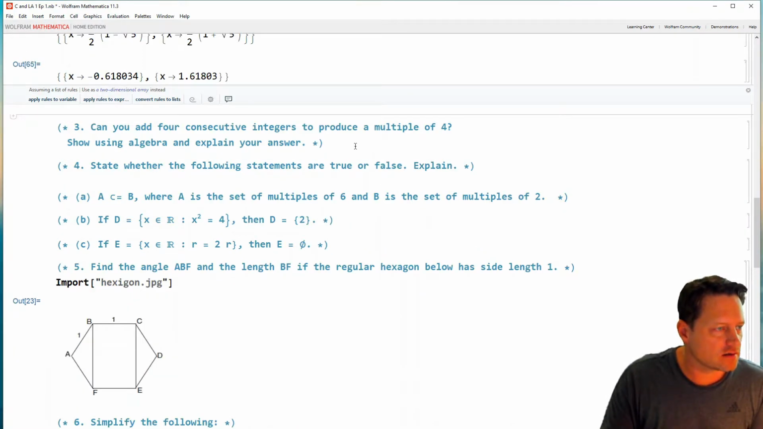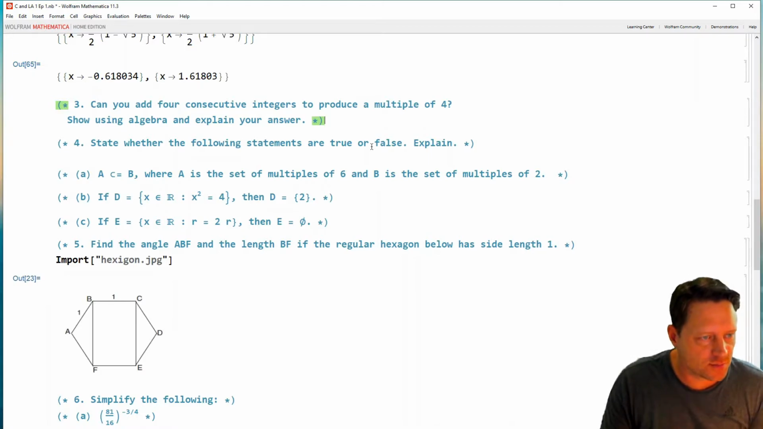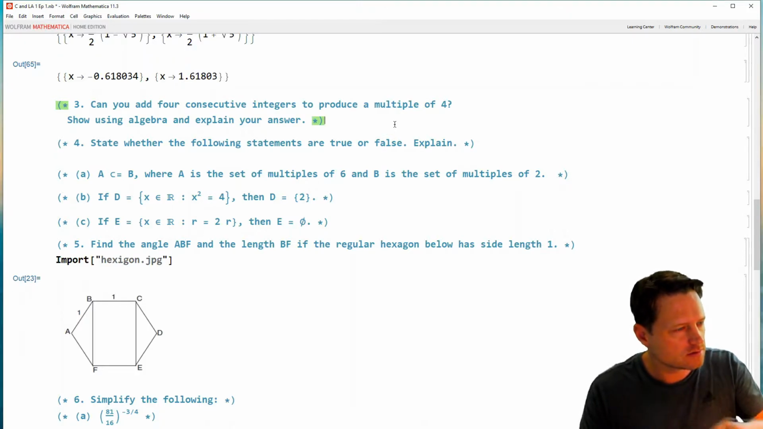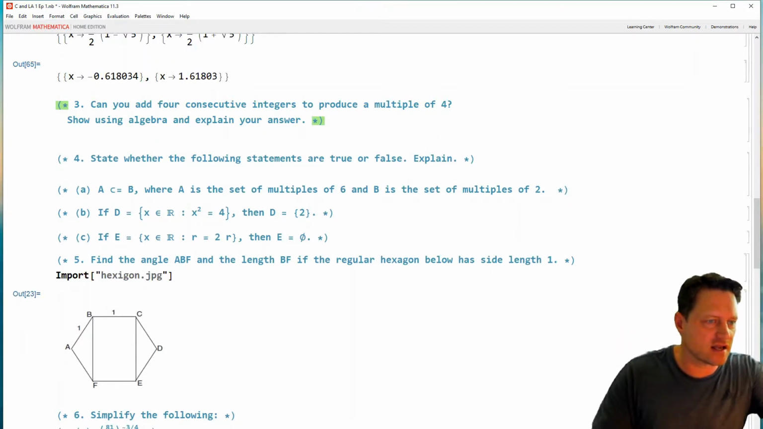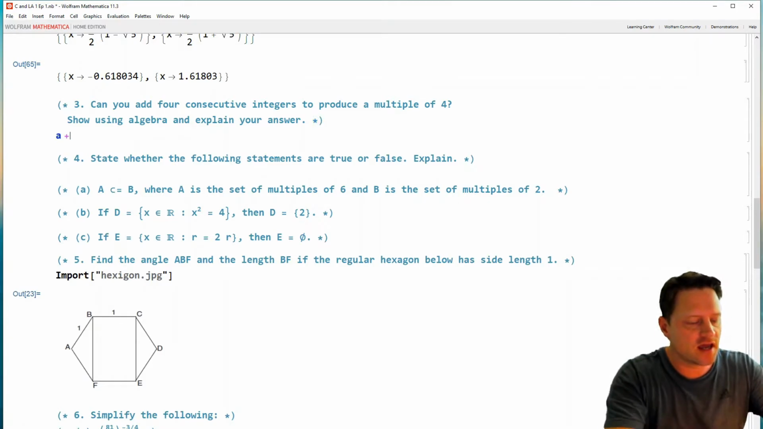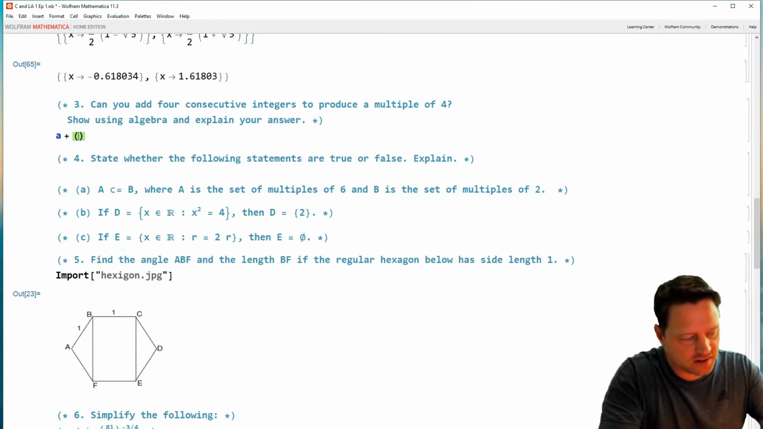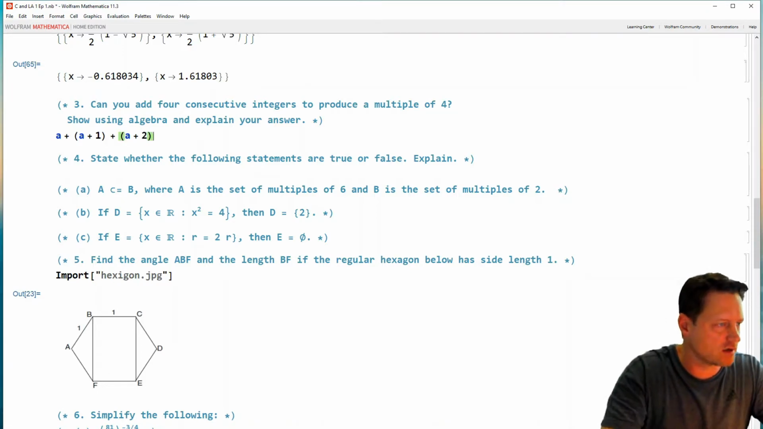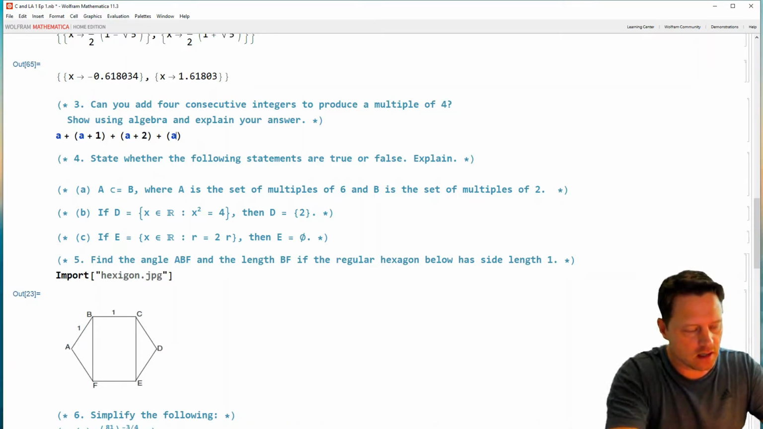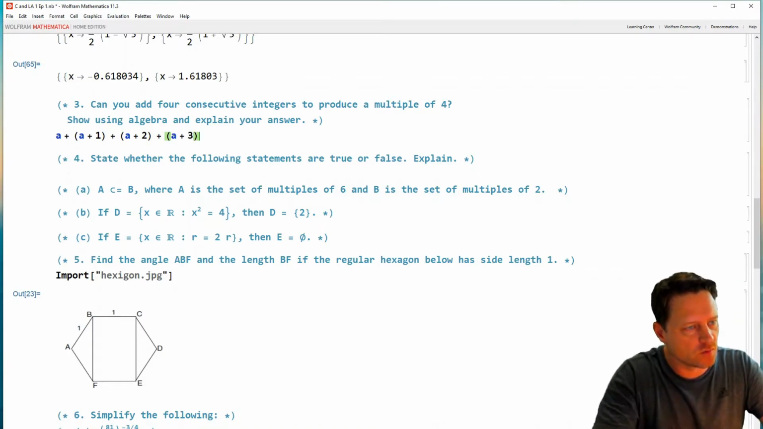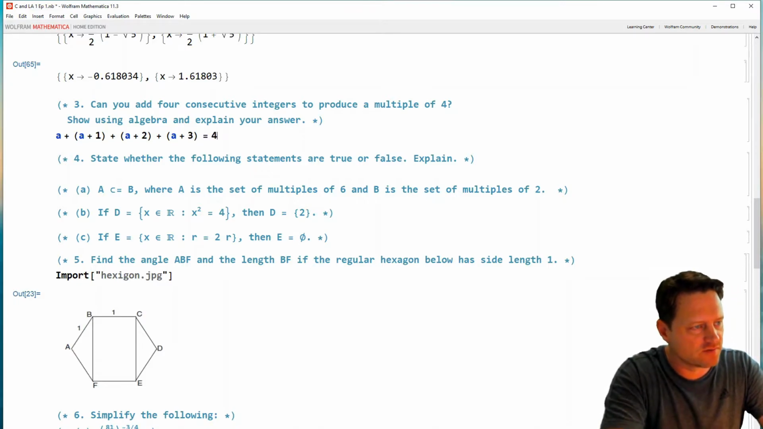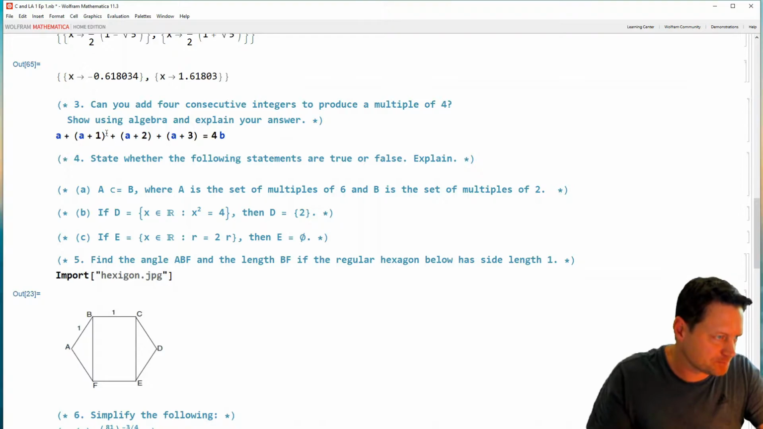Can you add 4 consecutive integers to produce a multiple of 4? Use algebra to show and explain your answer. Okay, so let's say that the first one is a. So a, and then the next one, since they're consecutive integers, a plus 1, and then a plus 2 would be the next one. Okay, now we have 3 of them, and a plus 3 would be the fourth one. To produce a multiple of 4, let's say this would be equal to 4b, where b is an integer.